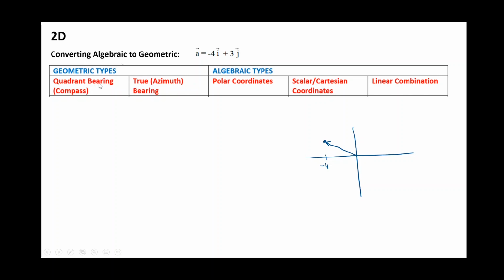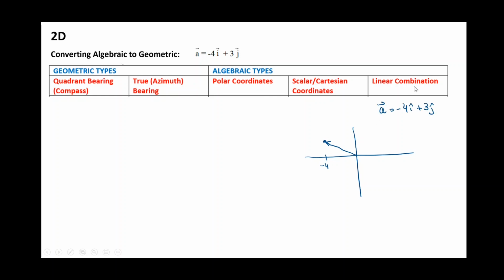So there are two geometric types: compass bearing, sometimes called the quadrant bearing, and the true bearing. Algebraic types are mainly these last two. Polar coordinates, I think of it mainly like a stepping stone in between. It helps with conversions. So here's our question. It is -4i + 3j. It doesn't have the hat here, but it is implied. If it's using i, it's reserved for the unit basis vector in the positive x direction. Now, because there's a -4, that means we're going in the opposite direction of the positive x-axis, so in the negative. So -4 and up 3.